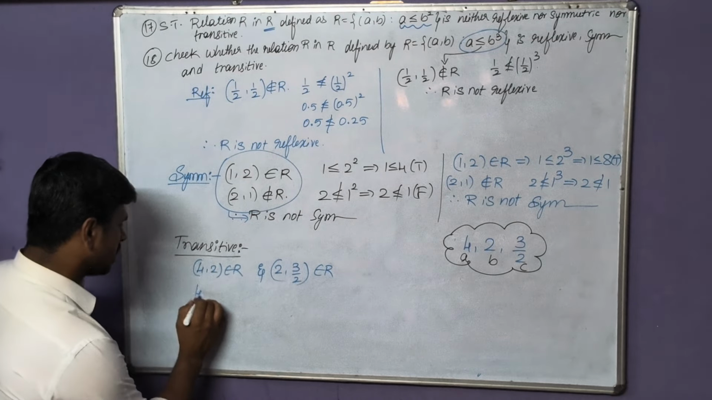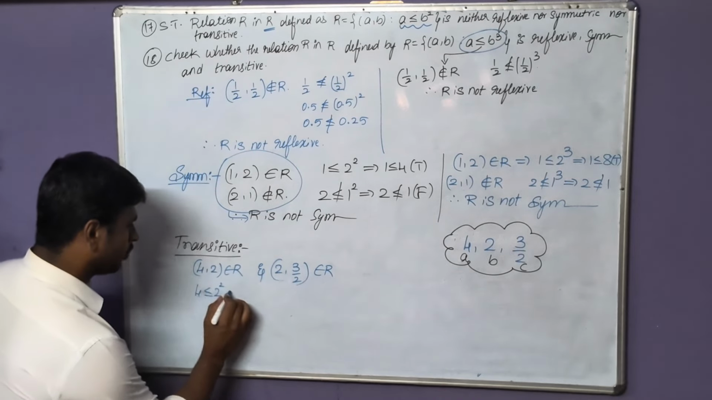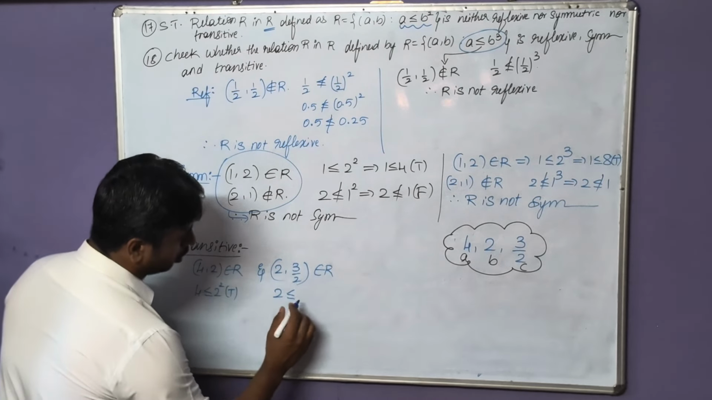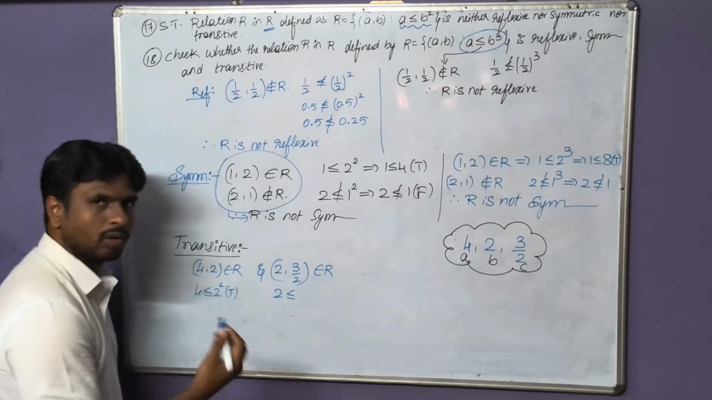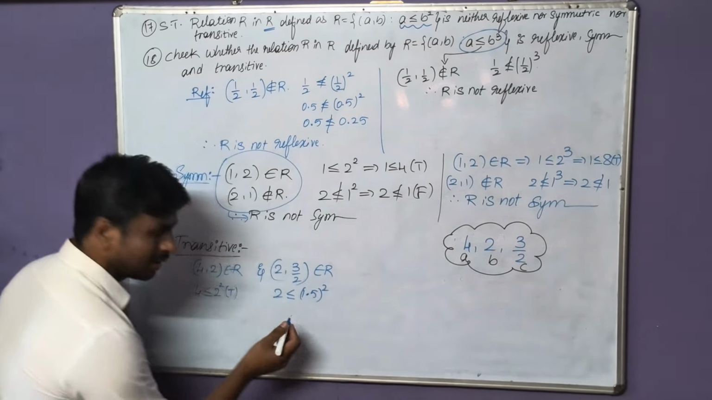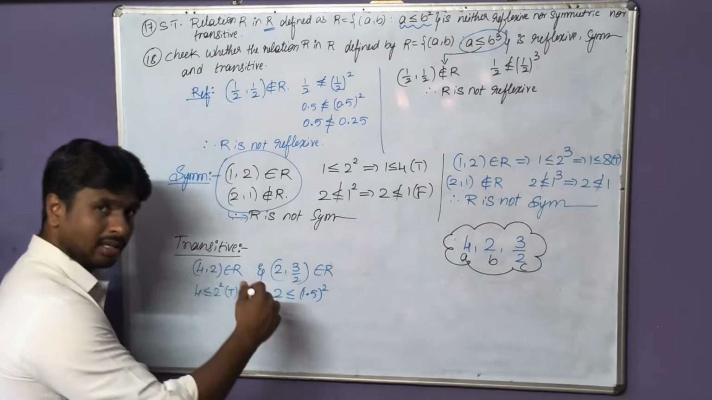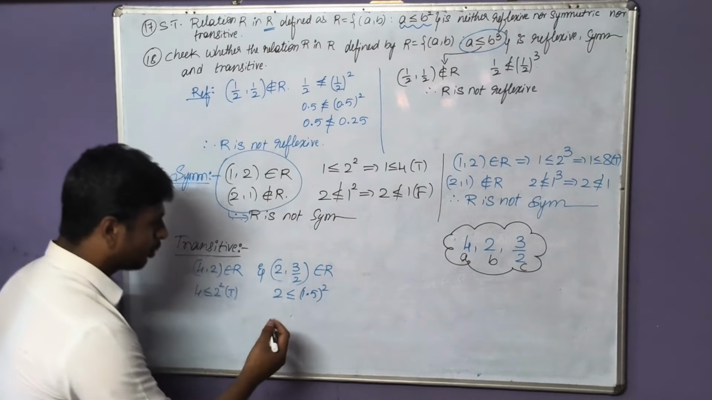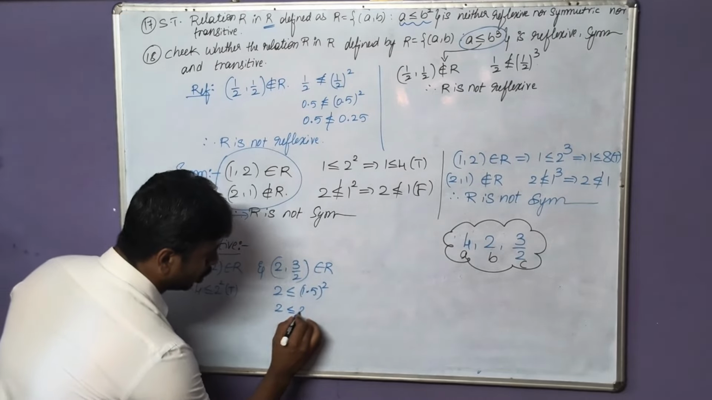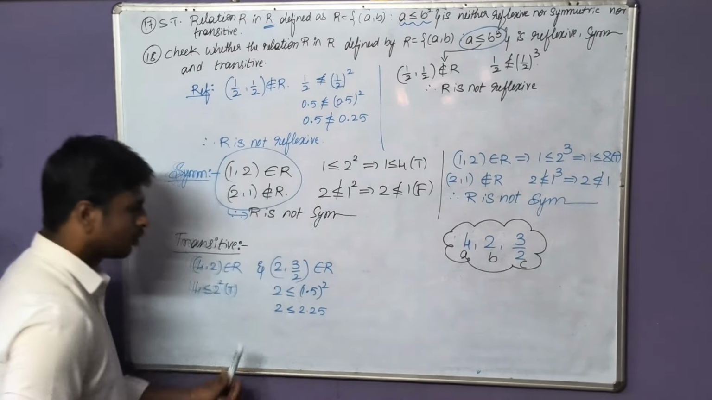It means that 4 is less than or equal to 2 square, which is true. Again here, 2 is less than or equal to (3 by 2)², where 3 by 2 is nothing but 1.5. You should know the value of 1.5 squared, then only you will get to know whether 2 is really lesser than or equal to 1.5 squared or not. The value of 1.5 squared is 2.25. Okay, so which is true.